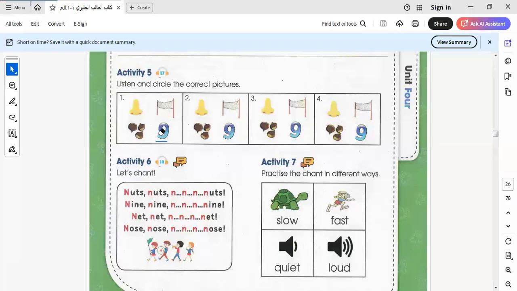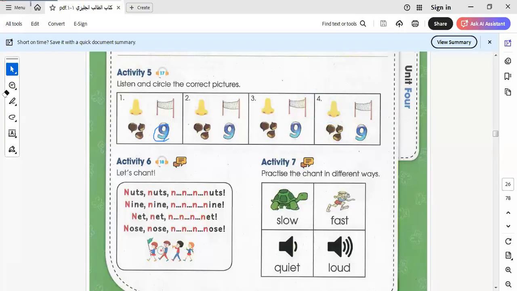But here we say listen. When we listen, I say one word, so I can select it. When I tell you nose, I select this one only. When I tell you nine, for example, I can make a circle on nine. Here we say net, so I select this one. I say nuts, so I select this one. Let's go to another item here.